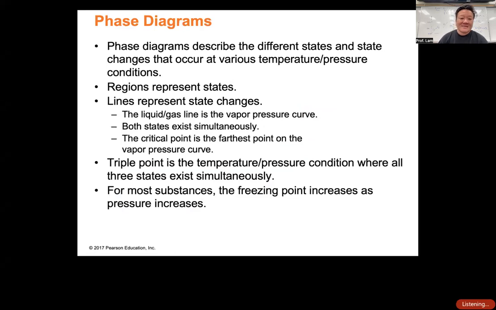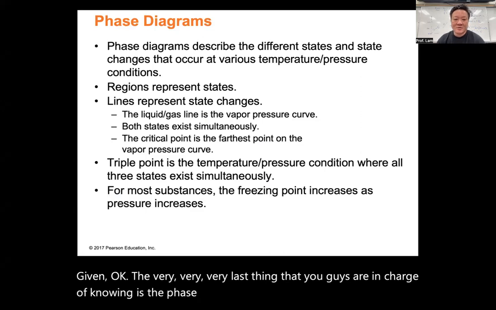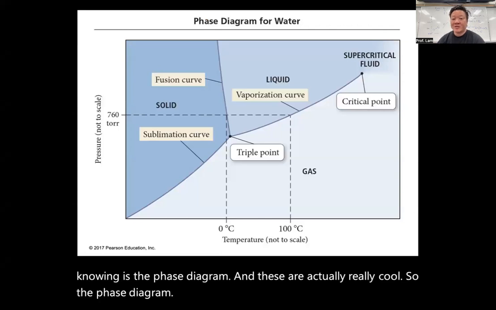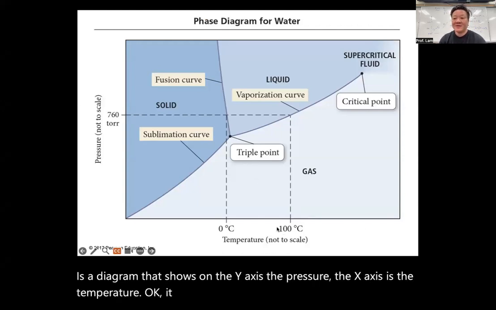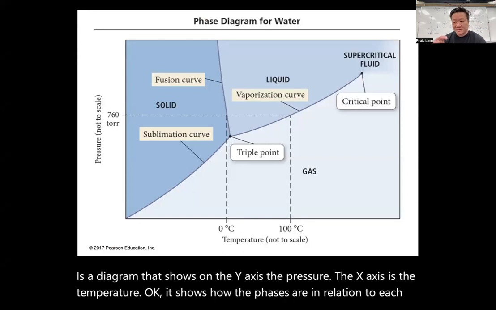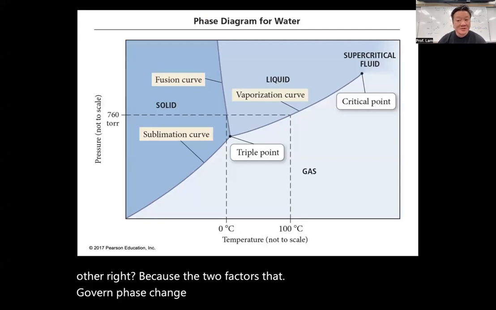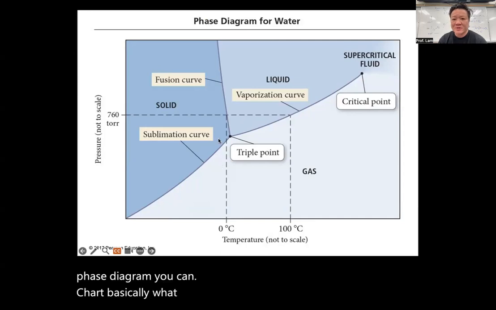The very, very, very last thing that you guys are in charge of knowing is the phase diagram. These are actually really cool. So the phase diagram is a diagram that shows on the y-axis the pressure, the x-axis is the temperature. Okay, it shows how the phases are in relation to each other, right? Because the two factors that govern phase change are temperature and pressure, right? So in a phase diagram, you can chart basically at what pressure and at what temperature a certain compound is going to be a solid, a liquid, or a gas.